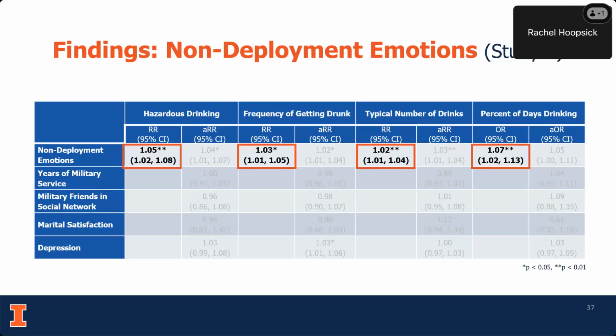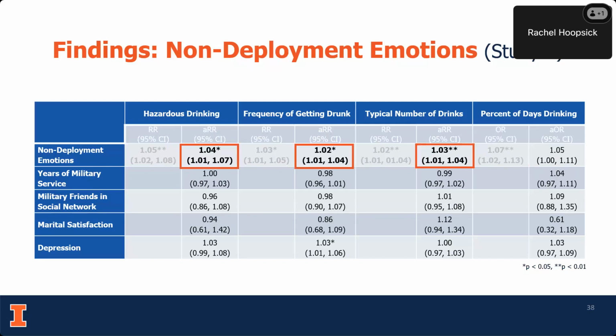In our unadjusted models, greater non-deployment emotions were associated with more hazardous drinking, a greater frequency of getting drunk, a greater number of drinks consumed during a drinking episode, and a greater proportion of days spent drinking.